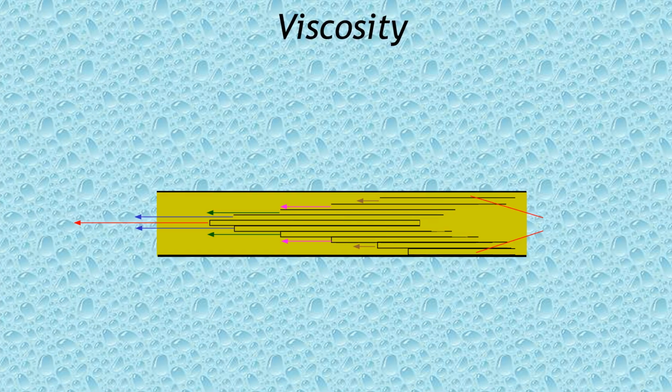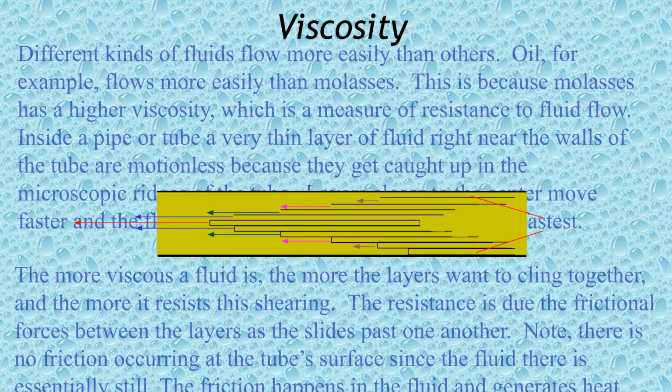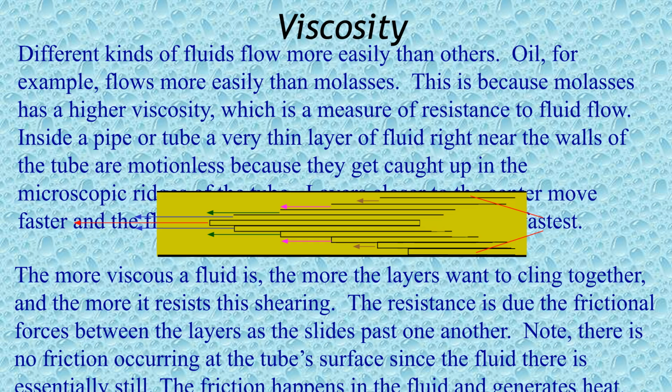Viscosity measures a fluid's resistance to flow. High-viscosity fluids flow less easily, like molasses compared to oil. In a pipe, fluid layers shear against each other due to internal friction, with the fastest flow in the center and zero speed at the walls. The Bernoulli equation is applicable to fluids with negligible viscosity.